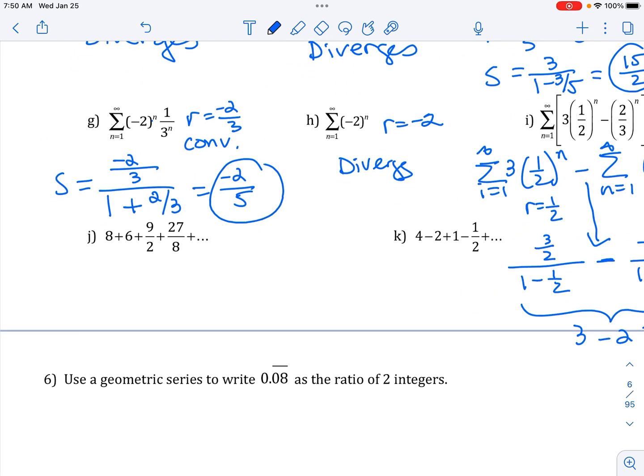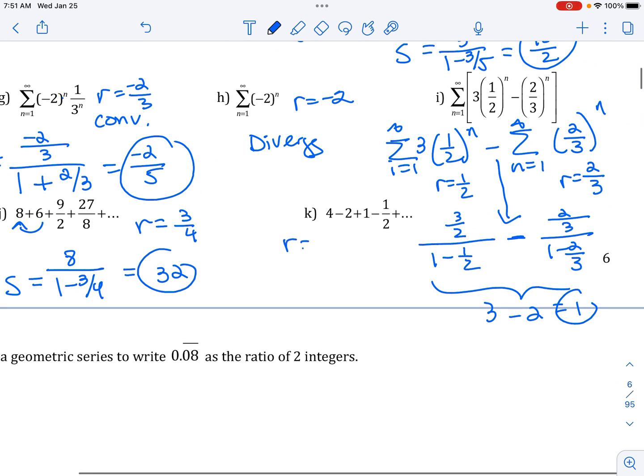The last 2 problems, notice it is written in expanded notation, but we can still do the same thing. R in this problem is, what are we multiplying by every single time? Notice it's 3/4. If you're not sure what it's multiplying by, just go backwards. If I divide, 6 divided by 8 is the same as multiplying by 3/4. So there's your R. So I do have a sum. Your first term is 8. 8 over 1 minus 3/4 equals 32.